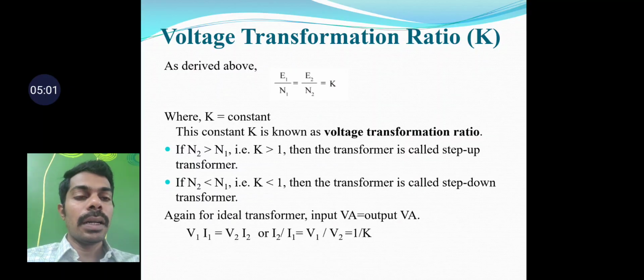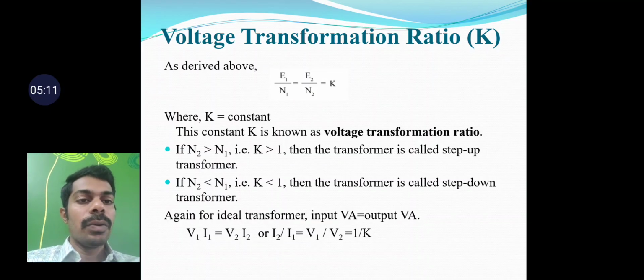Again, for the ideal transformer, input VA is equal to output VA. So V1 into I1 is equal to V2 into I2, or I2 by I1 is equal to V1 by V2 is equal to 1 by K.